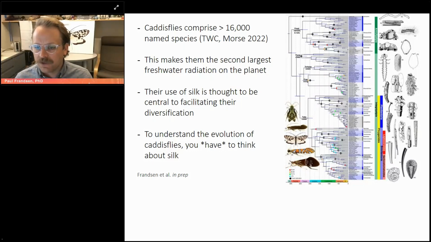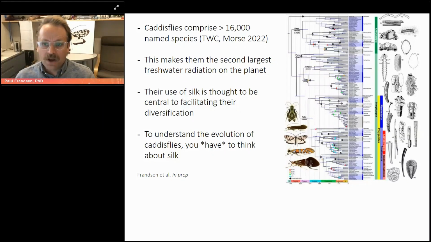And on the right-hand side, you'll see many different little illustrations of the different ways that caddisflies use silk. And so they've been sometimes referred to as nature's underwater architects. And this is because they use this special adhesive silk to build different structures. And caddisfly silk is really interesting, and we'll talk a little bit about this more. But I'm really interested in the evolution of caddisflies, and so that's why I became interested in silk, because if you want to understand why caddisflies have been successful, you have to think about their silk.